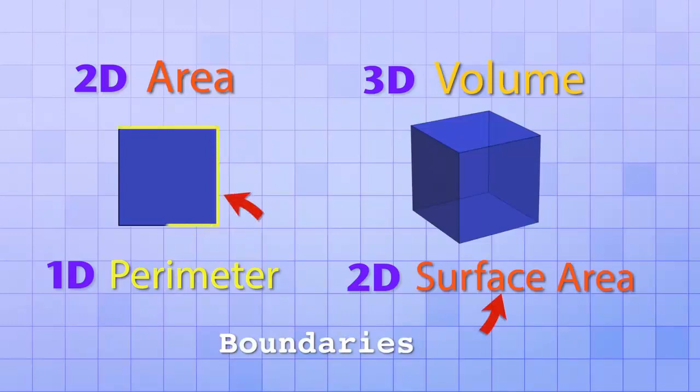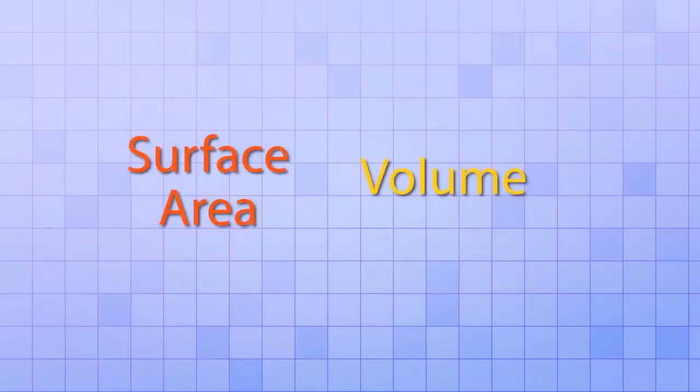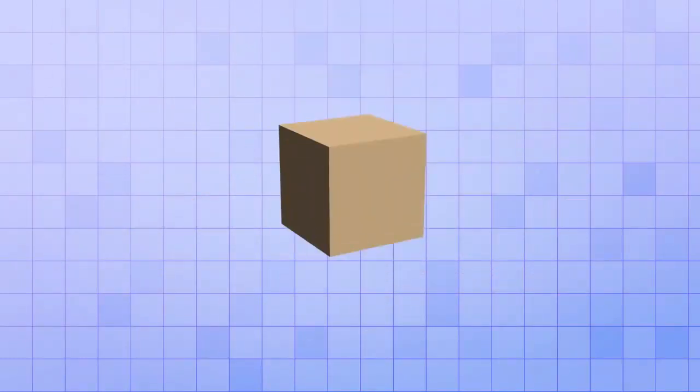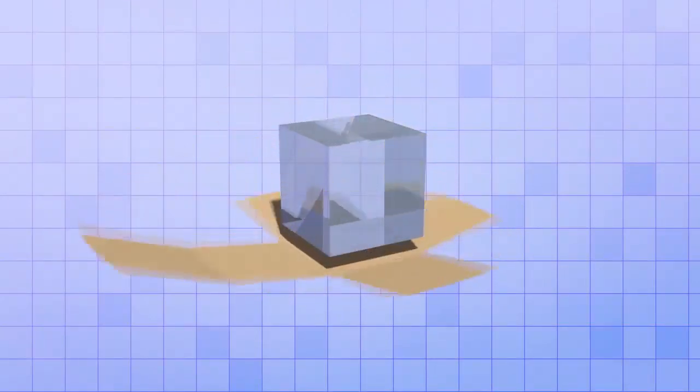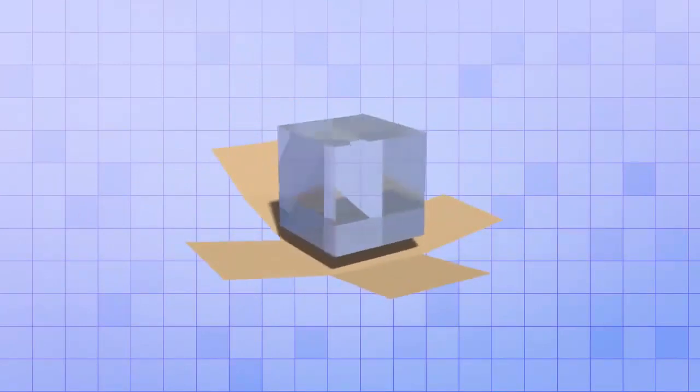Perimeter is the one-dimensional outer boundary of a two-dimensional shape, and surface area is the two-dimensional outer boundary of a three-dimensional shape. And to help you see the difference between surface area and volume, imagine that you have a perfectly thin box filled with ice. If you unfold the box, you can see the 2D area that surrounds the volume, while the volume itself is the amount of 3D space occupied by the ice inside the box.